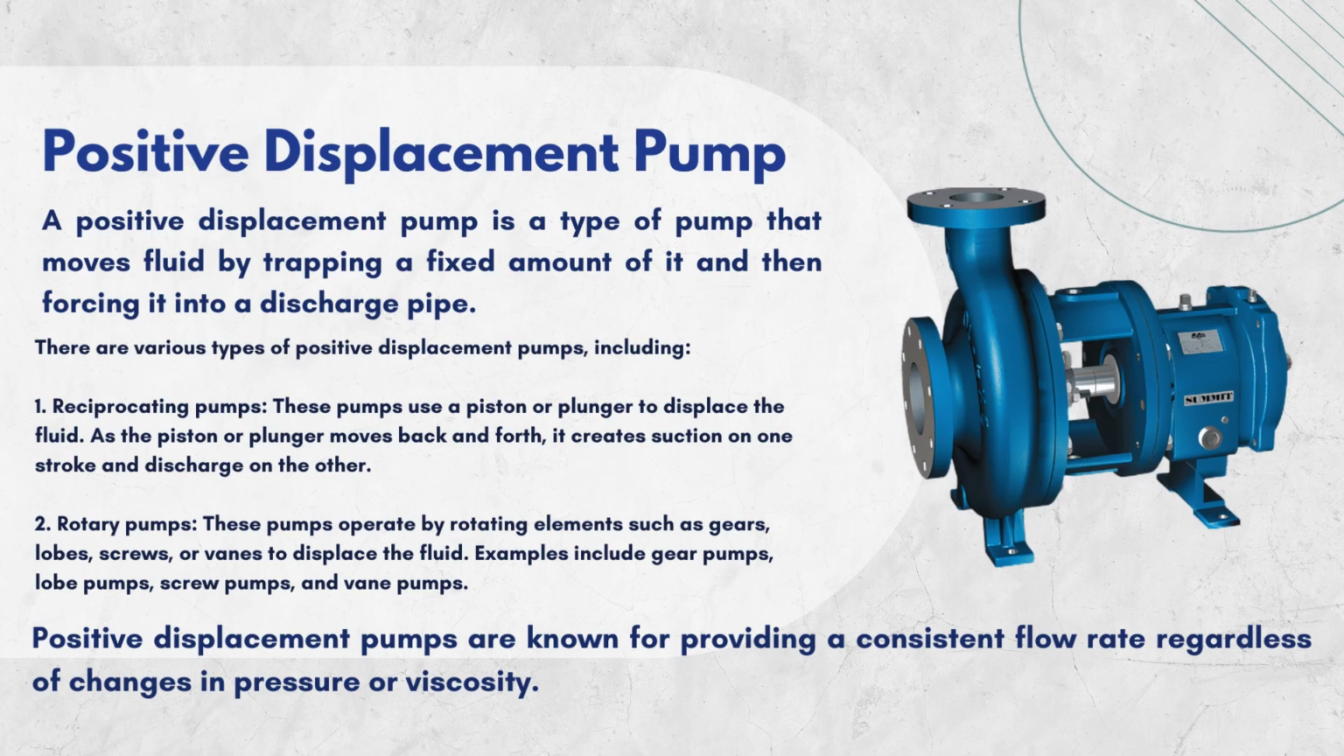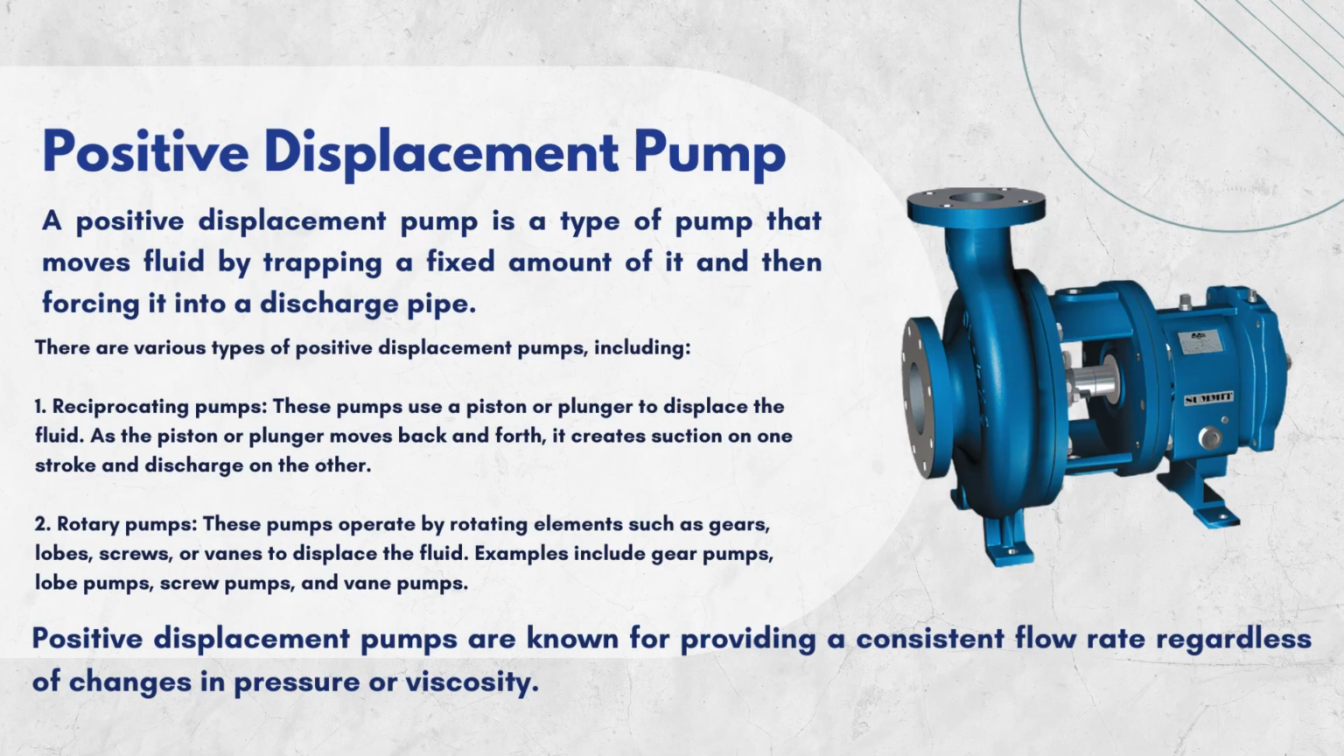Firstly, talking about the reciprocating pump, these pumps use a piston or a plunger to displace the fluid, as you can see in the photo. As the piston or the plunger moves back and forth, it creates suction on one stroke and discharge on the other stroke. In simple words, this reciprocating pump uses a piston or plunger mechanism to displace a fixed amount of fluid. This is done by creating a two-path cycle, which is the suction side stroke and the discharge side stroke. So this type of pump creates a suction and discharge mechanism using a piston or plunger.